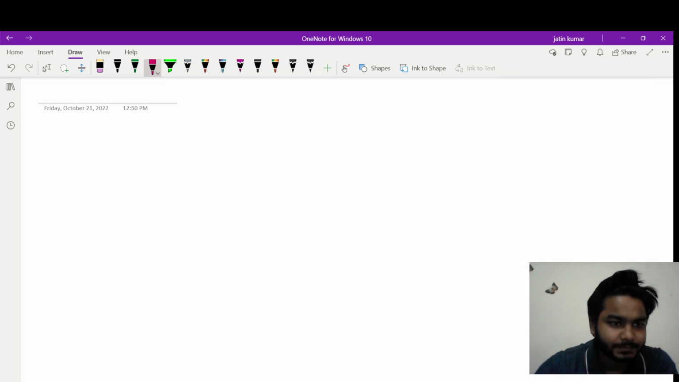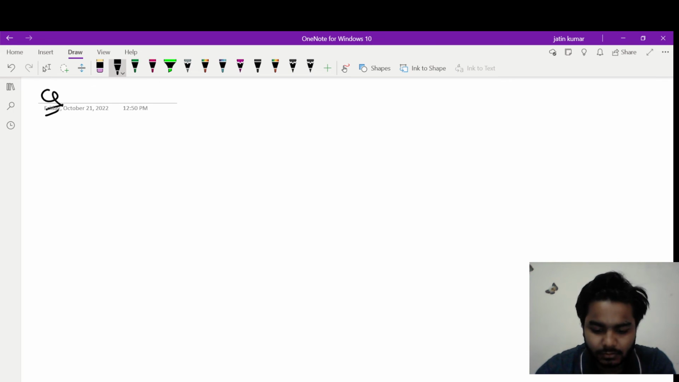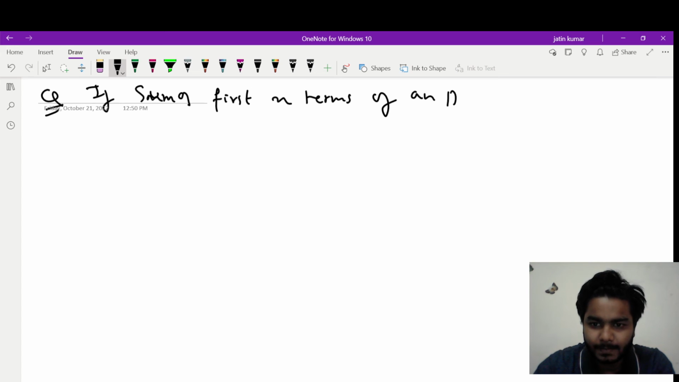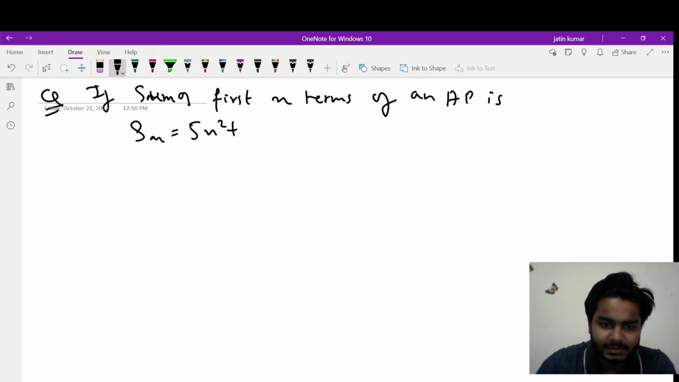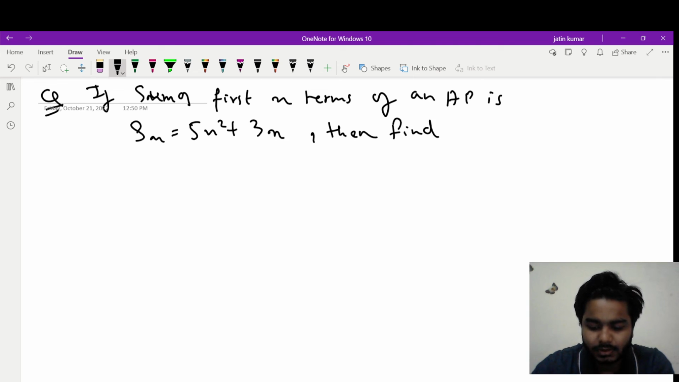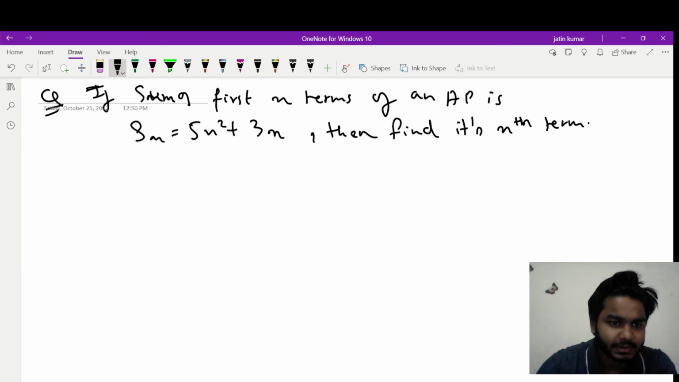Now based on this concept, let's do a question. If the sum of the first n terms of an AP is S_n equal to 5n square plus 3n, then find its nth term. Let's skip this question for a minute. Let's do this question first.